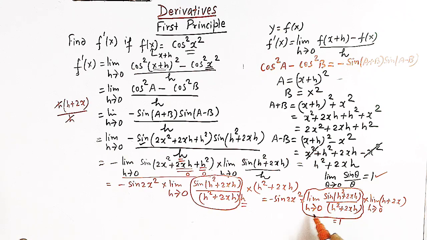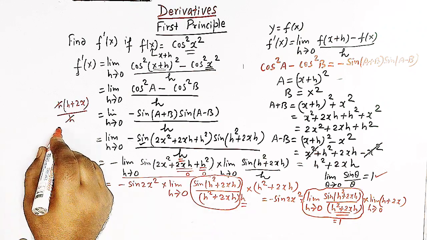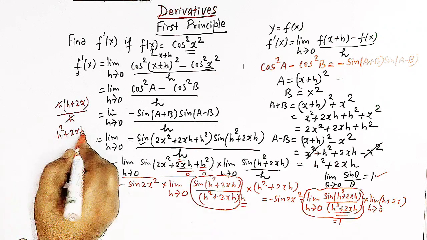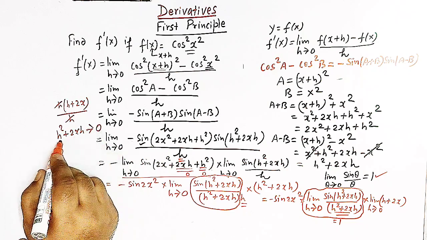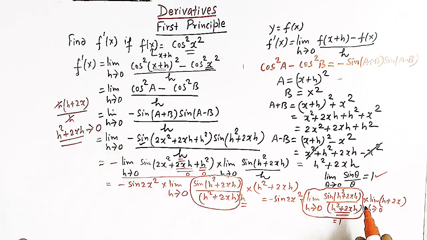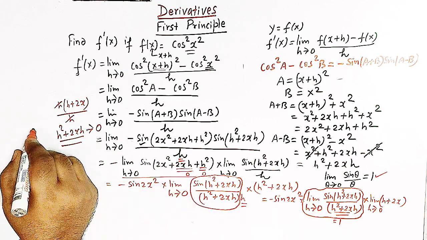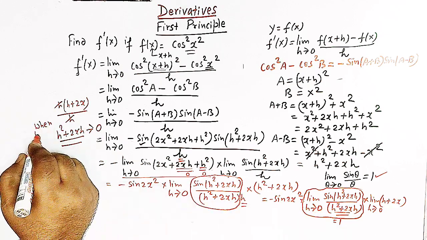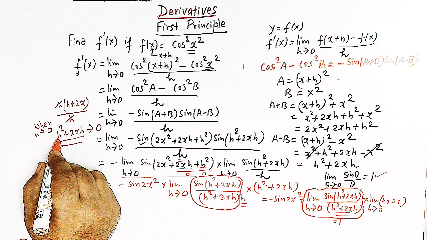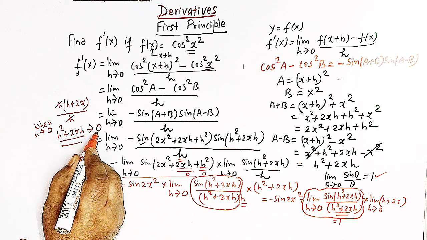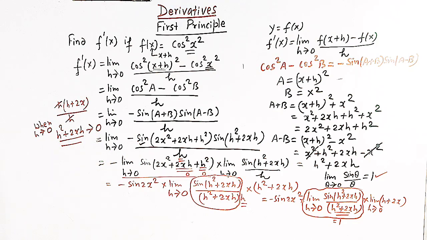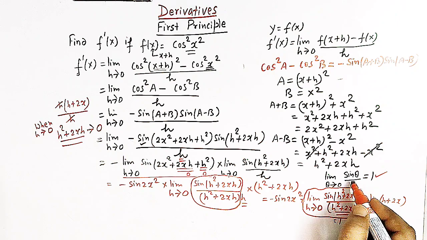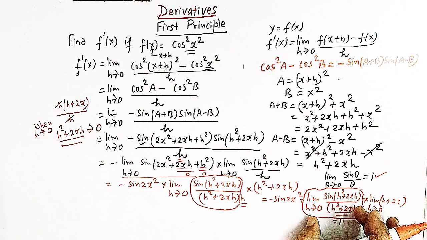So when h tends to 0, then this term, that is h square plus 2xh, also tends to 0. So this is an important thing while using this result. So when h tends to 0, then this term h square plus 2xh also tends to 0. That's why we are able to apply this result to this limit.